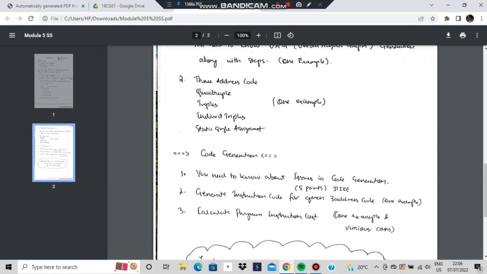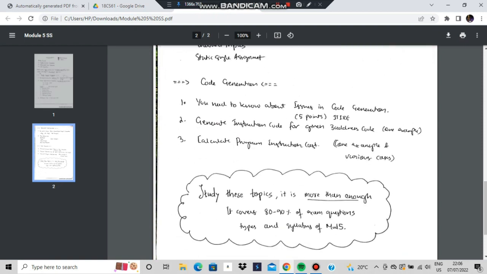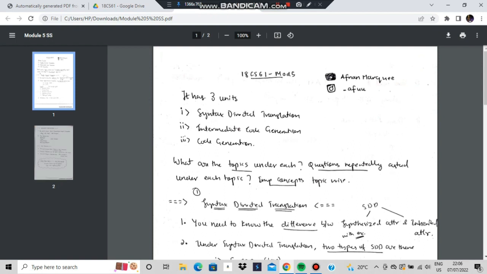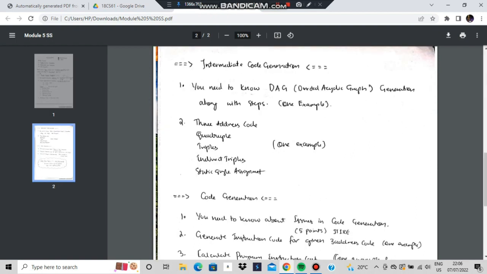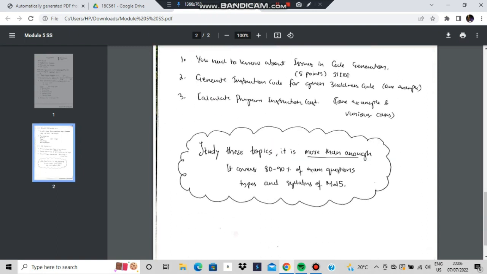Then we have the third topic, which is code generation. Here there are some theoretical topics, for example, you need to know about the issues in code generation. There are 5 issues in code generation, and you have to remember them this way: ITIRE.